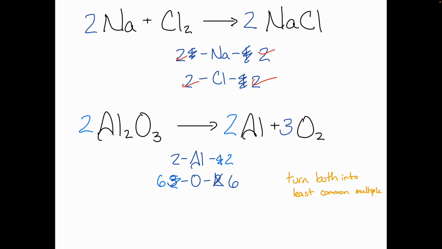The problem is when I do that, what did I just do to my number of aluminums? Now I got 4 on this side. So now I got to go back and rebalance my aluminums. Boom. Okay? So again, a guess and check sort of situation. Just make sure that at the end of the day, now I got 4 aluminums on each side and 6 oxygens.